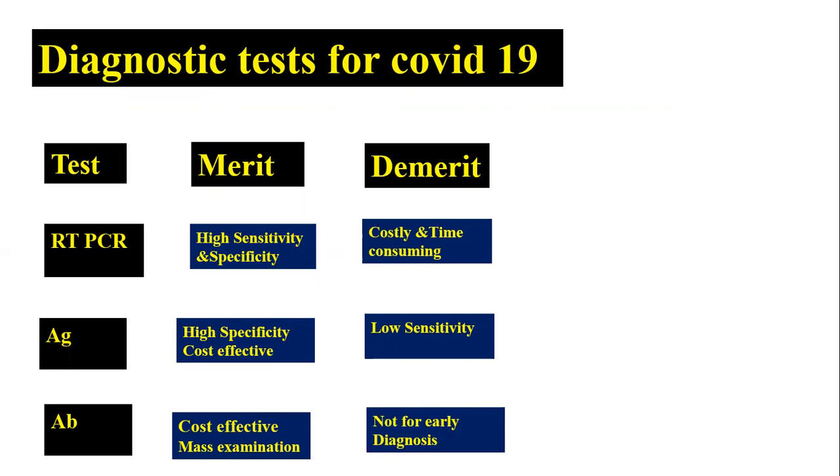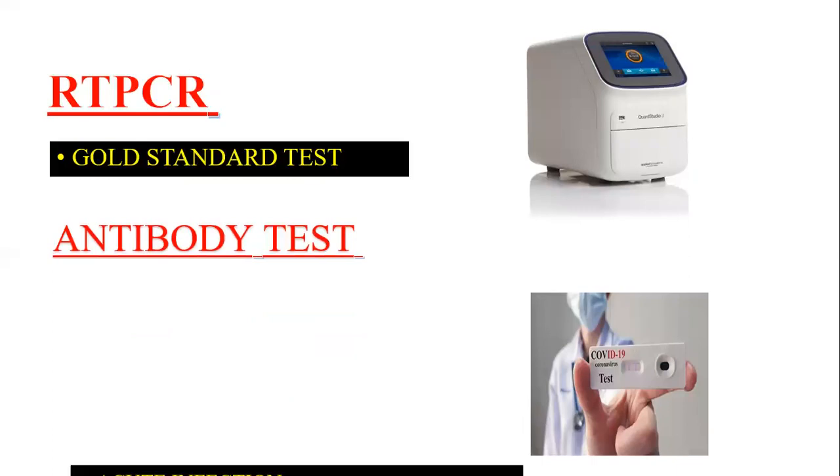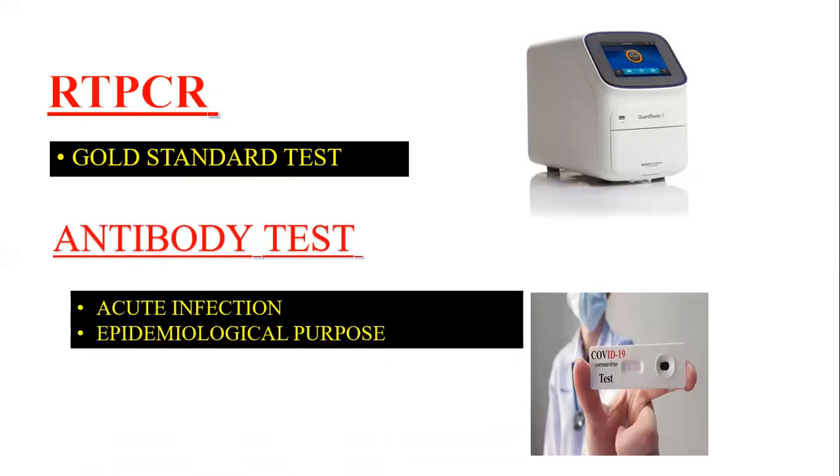So RT-PCR is for early diagnosis, while antigen and antibody tests are for late diagnosis, not for early diagnosis. RT-PCR is not a rapid test. Antigen and antibody tests are rapid tests. RT-PCR is for nucleic acid analysis. Next, the importance of RT-PCR: it is the gold standard test. The antibody test is for acute infection and epidemiological purposes.